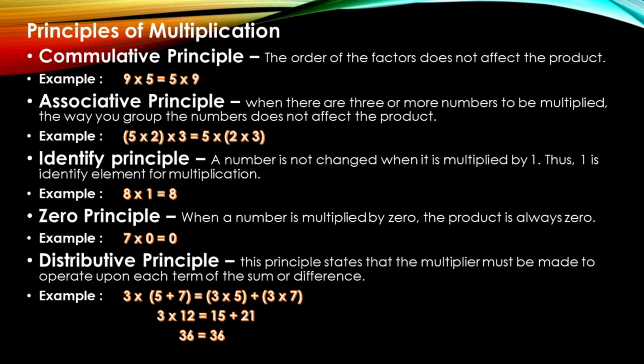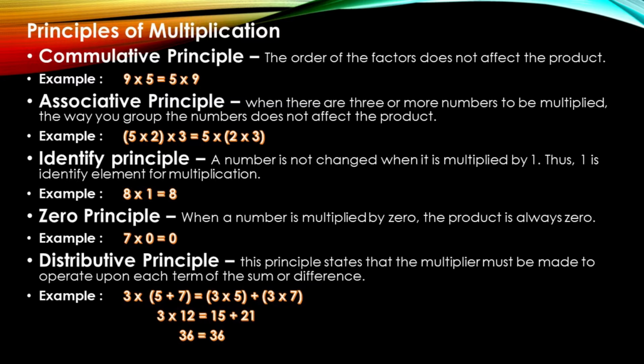Next, zero principle. When a number is multiplied by zero, the product is always zero. So, ibig sabihin daw po nun, kung sakasakali po mag-multiply tayo gamit ang zero, automatic po, ang lahat ng sagot natin, kahit mataas man po yung ating given like 7 in the example, automatic ang answer po ay zero.